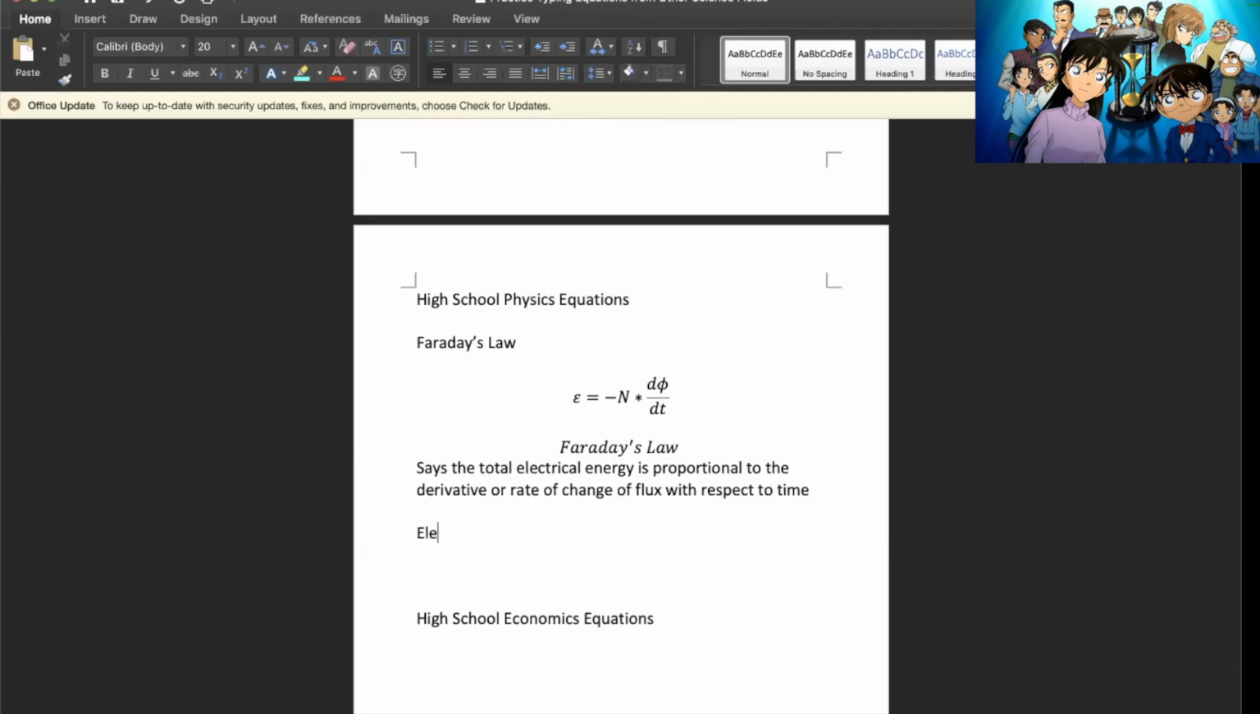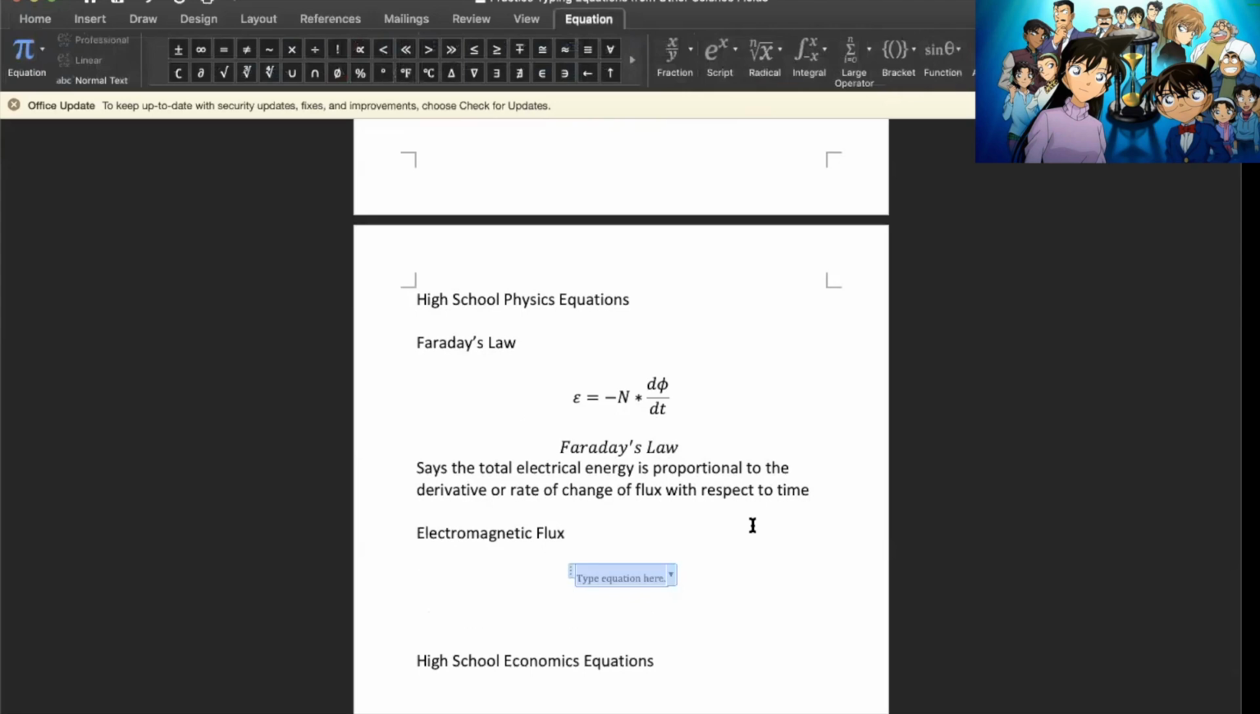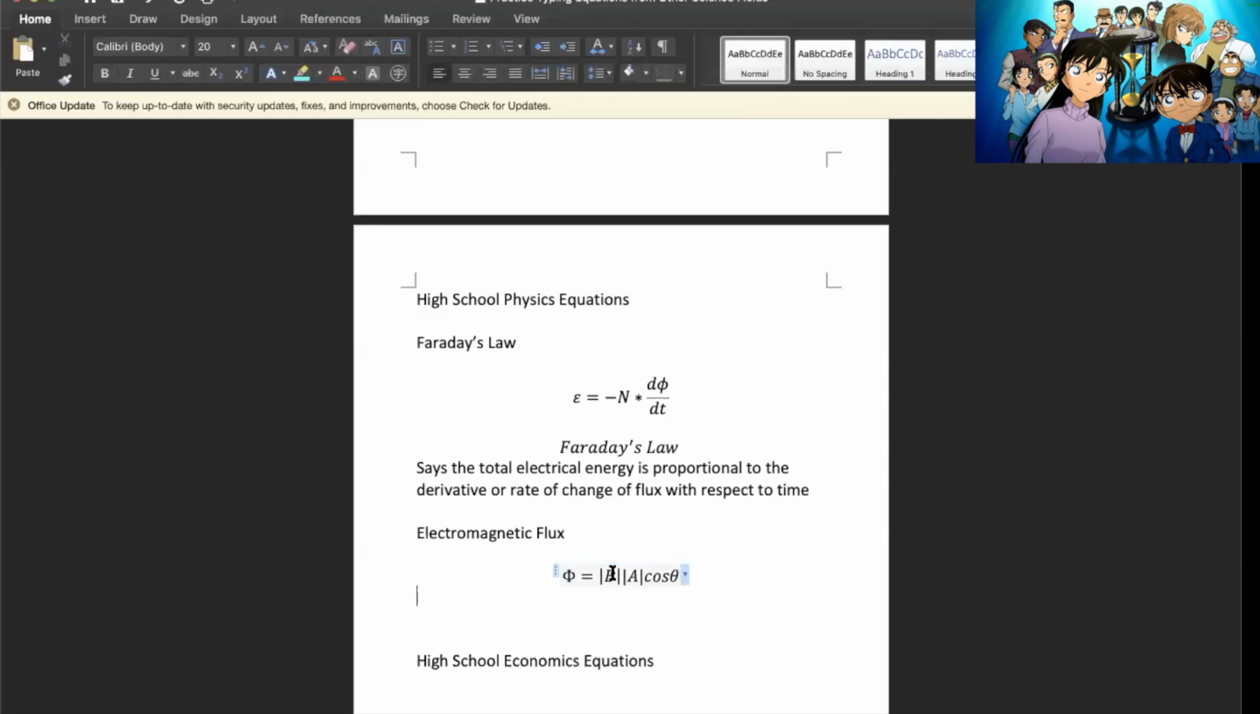flux. Let's go and take a look at electromagnetic flux. Right away, what is electromagnetic flux defined as? It's defined as capital Phi equals BA cosine theta, which is essentially the dot product of the magnetic field strength and the surface area you're dealing with. So technically these should have absolute values in front of them, corresponding to the geometric definition of the dot product.